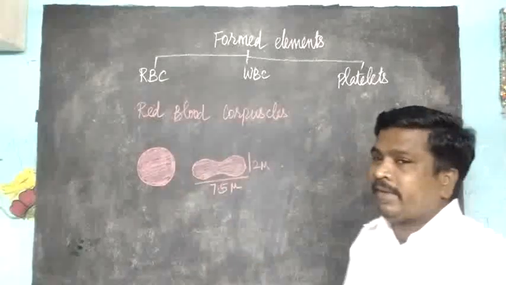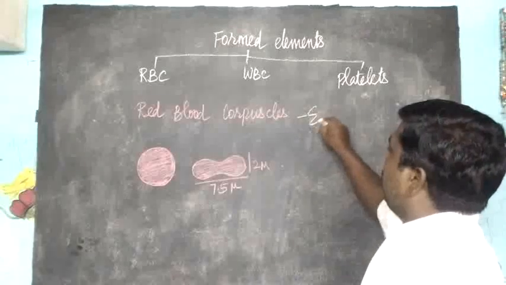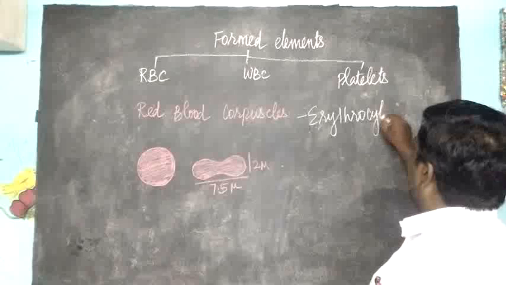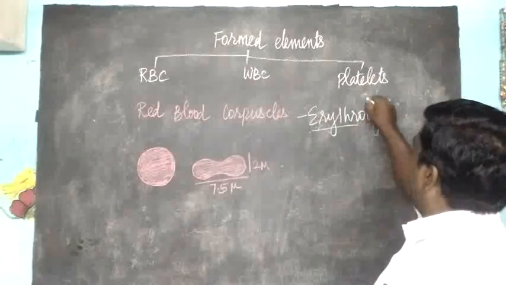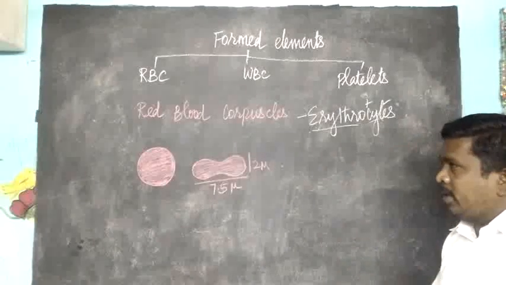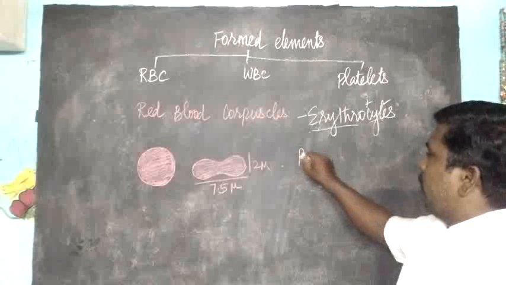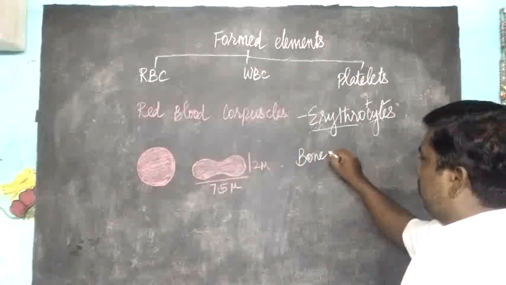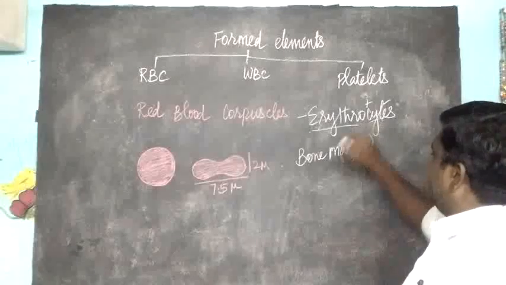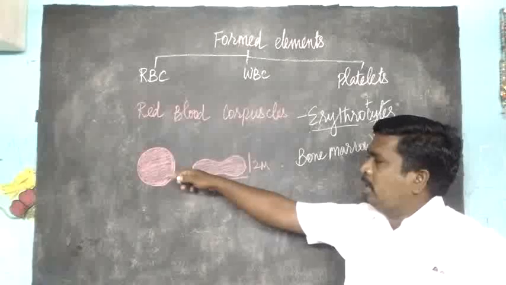The RBC is nothing but a red blood corpuscle. It is also called erythrocytes. Erythrocytes are erythro plus cytes. Erythro means red, cytes means cell. The RBC cells originate in the bone marrow and are destroyed in the liver. Okay, we can learn that later.